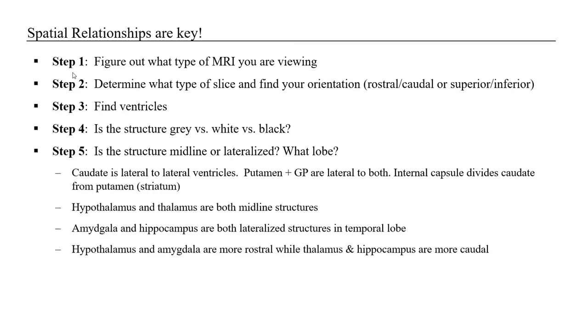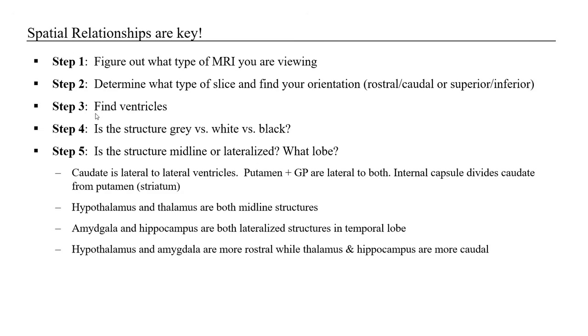So remember, spatial relationships are key. The first step that I recommend when you're looking at an MRI of the brain is to figure out what type of MRI you're viewing. Is it T1, T2, or FLAIR? Or is it a CT scan? Step 2, determine what type of slice you are looking at. Is it a coronal slice, sagittal, or axial? And are you more rostral, caudal, superior, or inferior?